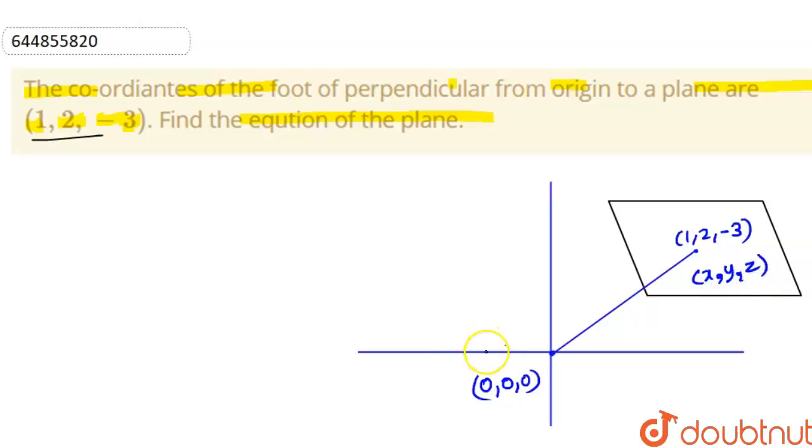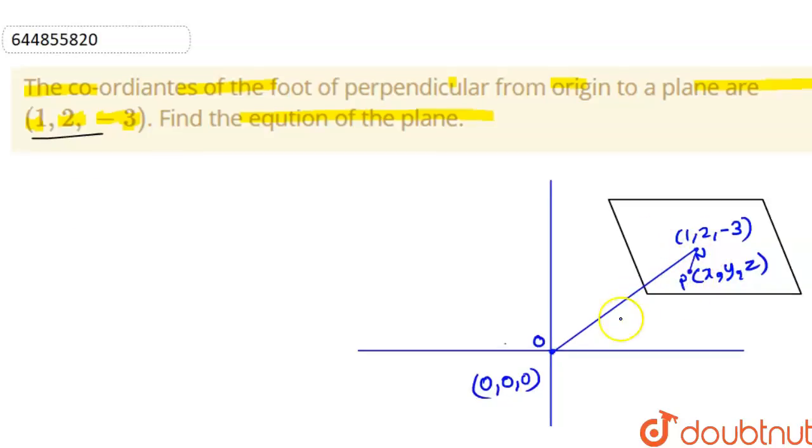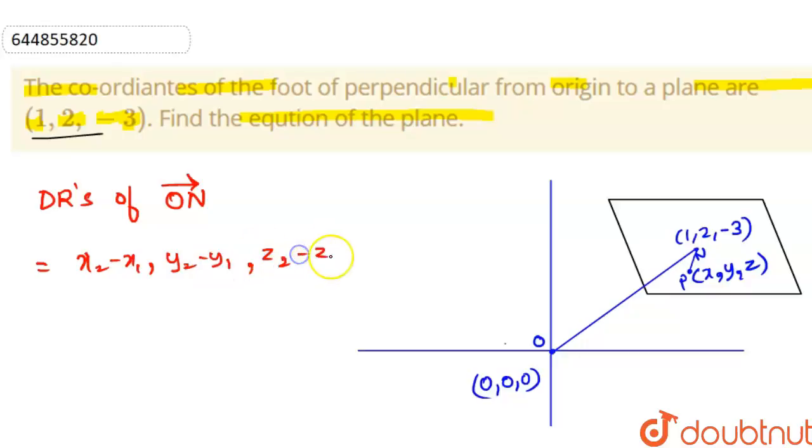Since O is the origin and N is the foot of perpendicular, let's say this is our O, this is N, and this is some general point P on the plane. Now we will find the direction ratios. The direction ratios of the perpendicular ON, using the position vector of N, will be x2 minus x1, y2 minus y1, z2 minus z1 for the line ON.